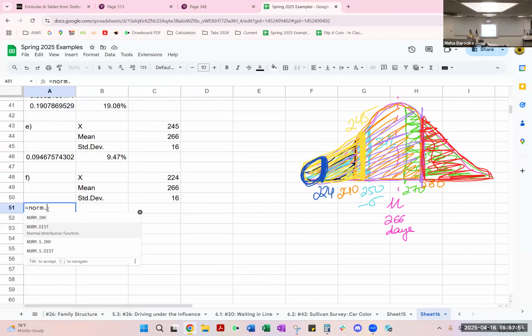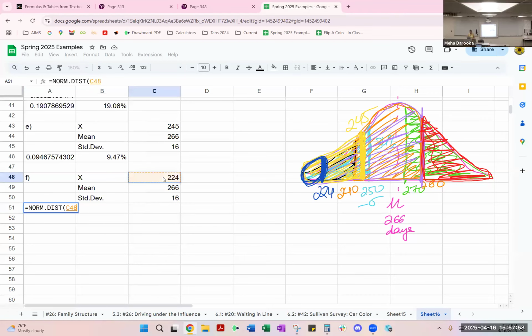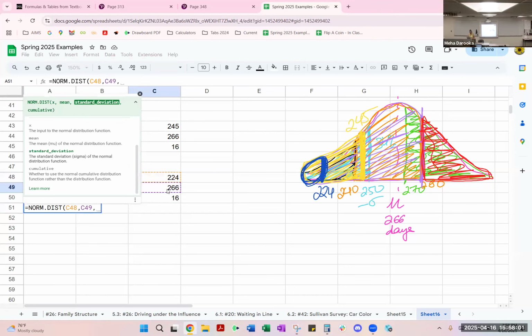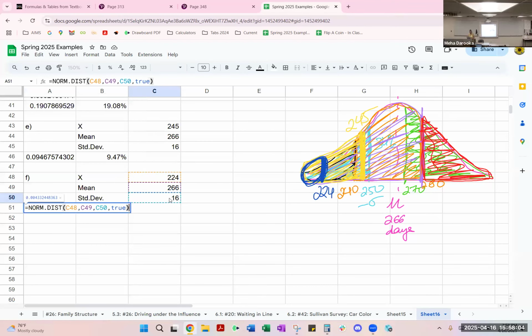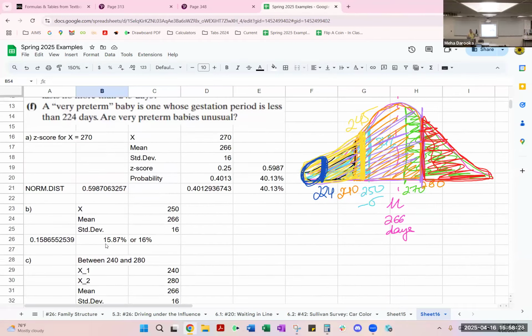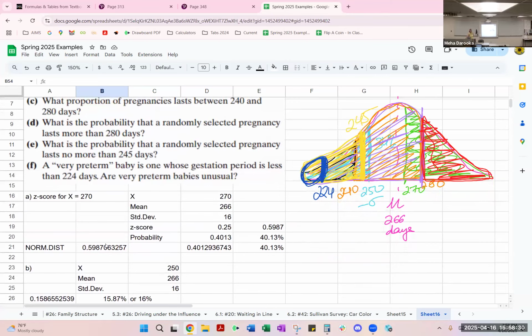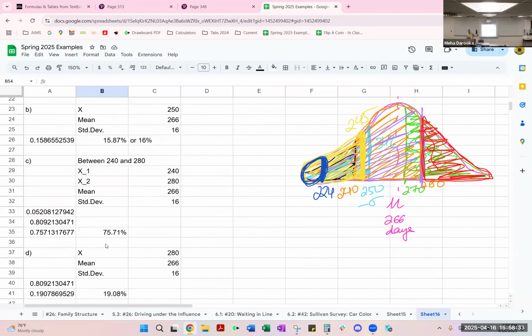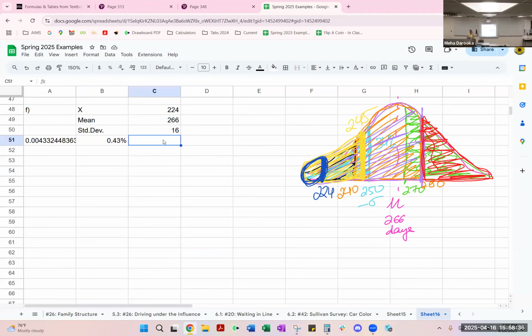Let's see, I'll use the norm dot distribution, and you will see at this point, I'm not even going back to the table anymore. I'm just using the built-in functions because they help me figure out my percentage without having to navigate through the table. So look at how small that decimal answer is. It's 0.004. So even when I convert it into a percentage, it's going to be a number smaller than 1%. I mean, not even a total of 0.5%, right? So based on that, what would you say, are very preterm pregnancies unusual? Yes, they are, because that's a very small probability. So yes.